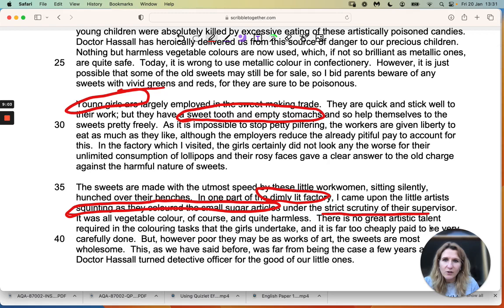Vegetable colors, there's no great artistic talent required for the coloring task. It's far too cheaply paid to be carefully done. However poor they may be as works of art, the sweets are most wholesome.